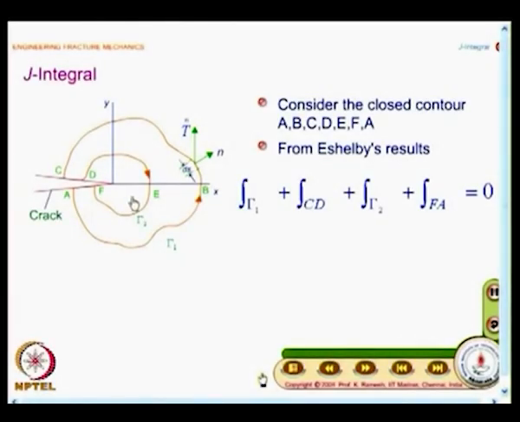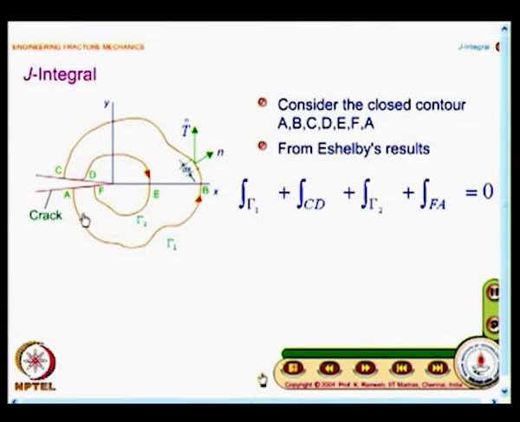And what is attempted to be shown in this is that the integral is also path independent. So, I have taken a path like this, A, B, C and to D, and then come to E, F and then close it at A. And when you do like this, it is your Eshelby's integral.